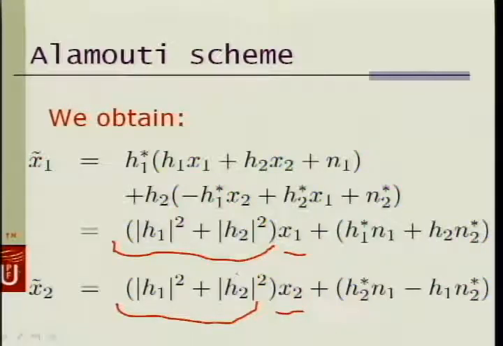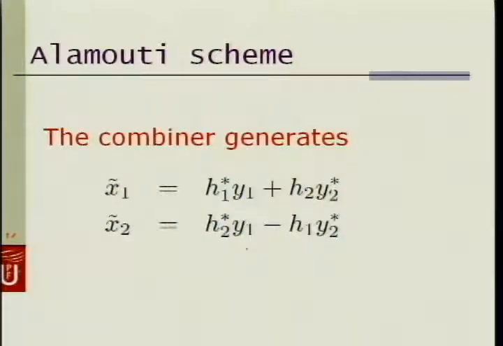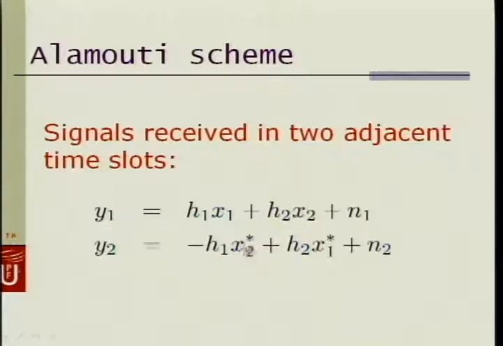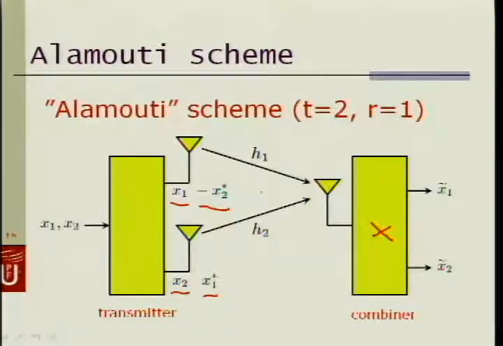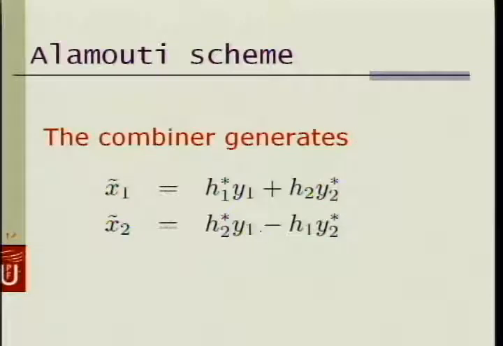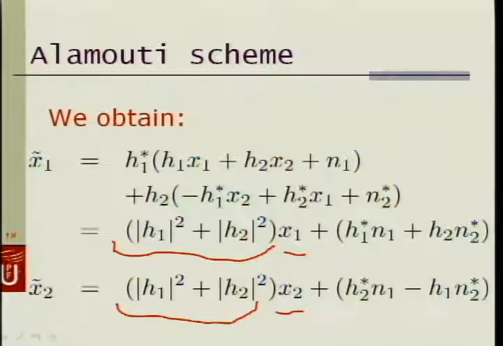In addition, we see that x1 is multiplied by the magnitude square of h1 plus the magnitude square of h2. This means that we are taking advantage of both paths, h1 and h2. We combine them together, and we compensate for the potential weakness of one of them by adding the contribution of the other path. We say that we have diversity 2, because we take advantage of the fact that we have two independent paths here.